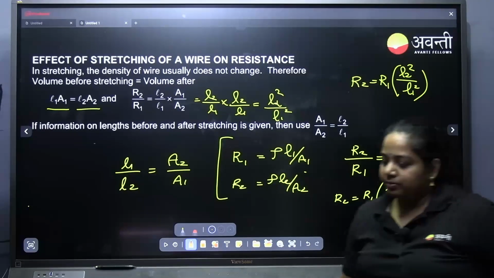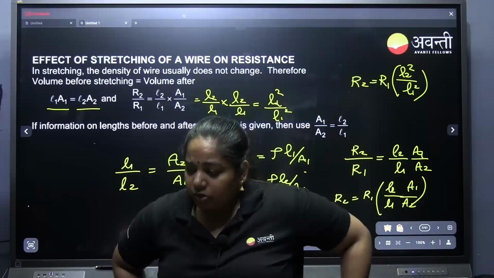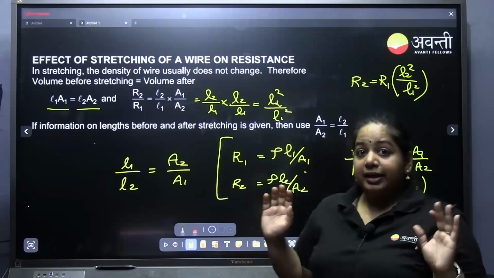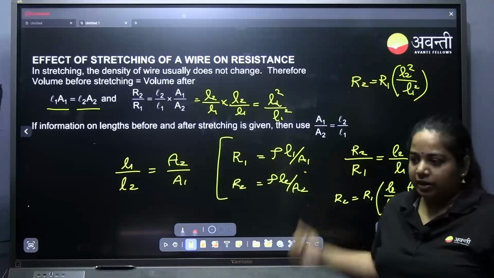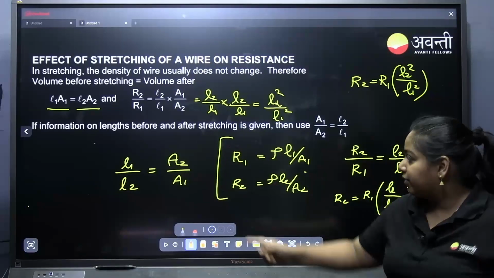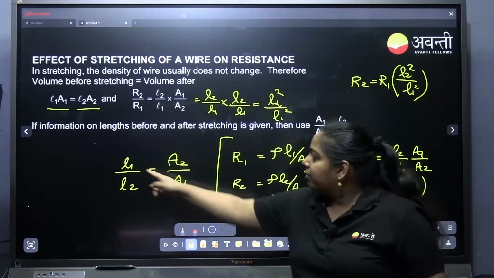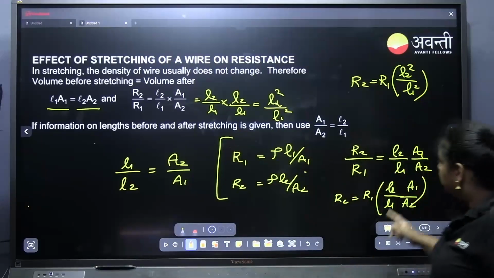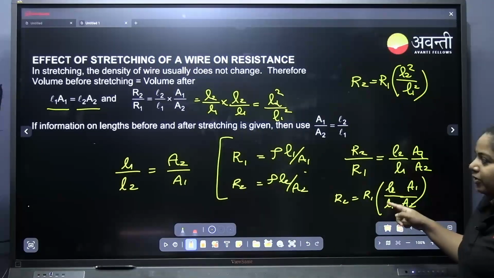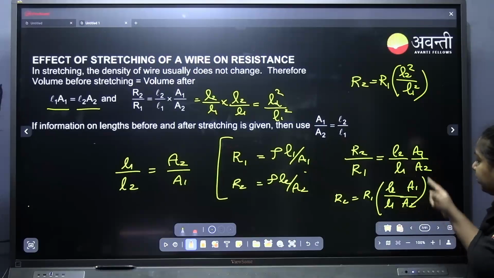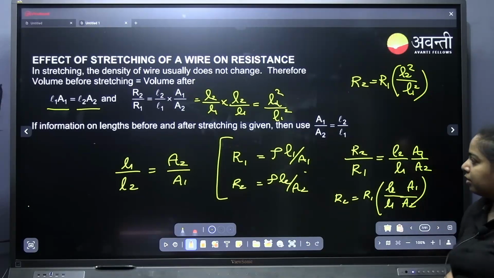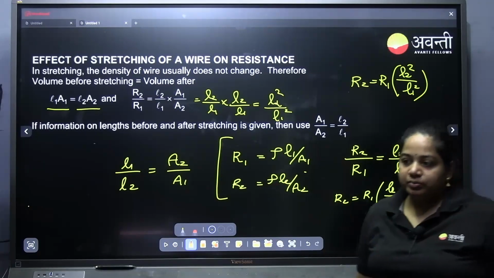Now you understood? So if only the length change is given, you can find it. If only the area change is given, you can also find it. A2 by A1 equal to L1 by L2, so L2 by L1 equal to A2 by A1. Understood?